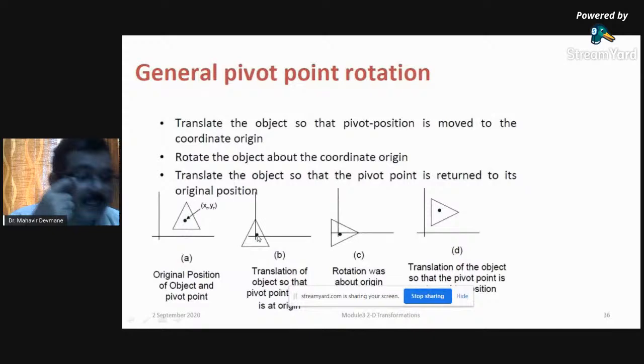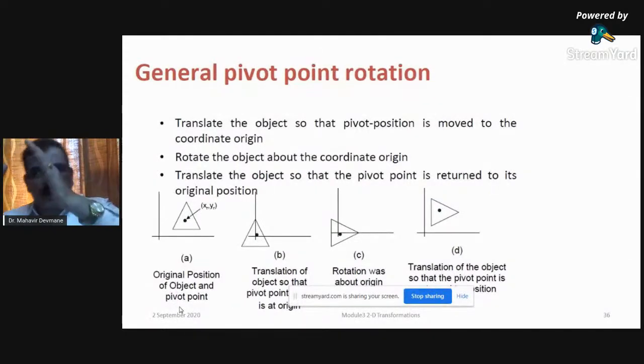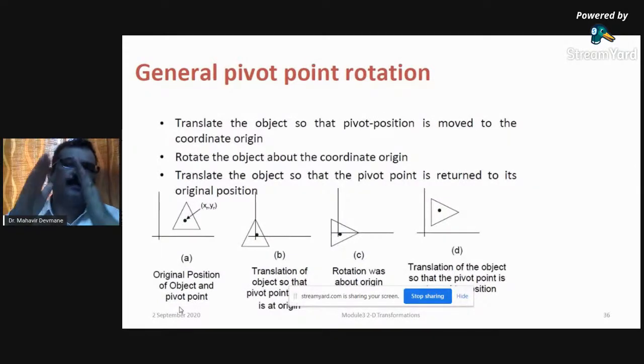When we say that we are moving that fixed point to the origin, actually we are moving that fixed point and the particular object. Here the object is a triangle. We are moving that triangle in such a way that the fixed point will coincide with the origin, as shown in diagram B. Now we perform the rotation. Say it is rotated in the clockwise direction by 90 degrees, so that we get the diagram as shown in diagram C.